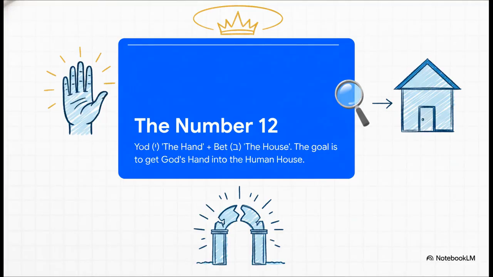So how do we get to the heart of this blueprint? Well, it all goes back to the number's Hebrew roots. In Hebrew, the number 12 is made up of two letters, Yod and Bet. Yod has a value of 10, and it represents the hand. Think of it as this little point of divine action. And Bet, which has a value of 2, represents the house, a container, a family, a home. So put them together, and the number 12 becomes this perfect symbolic equation: the hand of God entering the human house. This is the ideal. It's the original design. And honestly, the entire drama of Mark chapter 5 is all about fixing this broken equation.